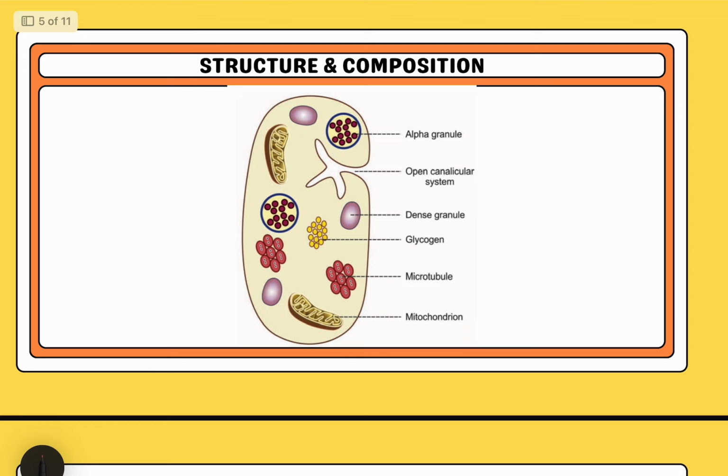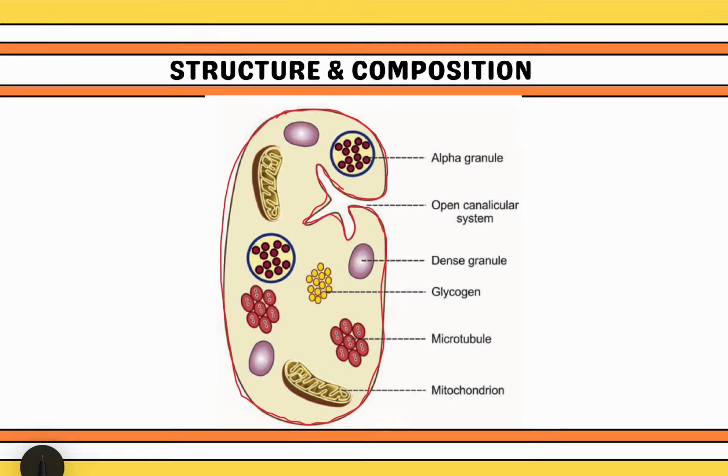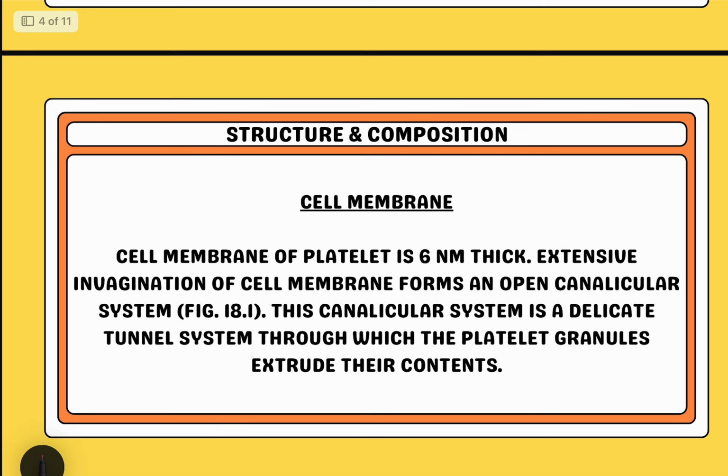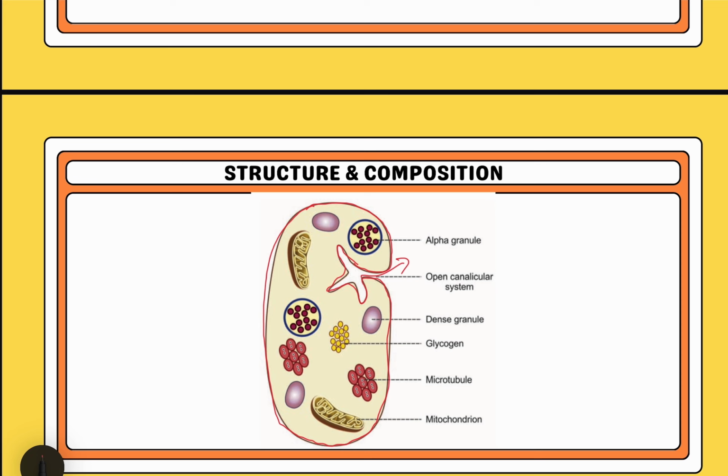So this is the structure of the platelet when it is seen through an electron microscope. If we look closely into the diagram, we can see here this blackish line, the cell membrane, and this invagination inside the cell of the cell membrane is nothing but what is known as the open canalicular system. So this is what we were talking about. The cell membrane forms an open canalicular system which invaginates towards itself, and through which the platelet granules extrude their contents. Means via this canalicular system, the platelet throws out its waste material and other metabolites.